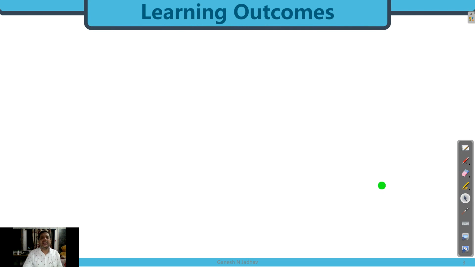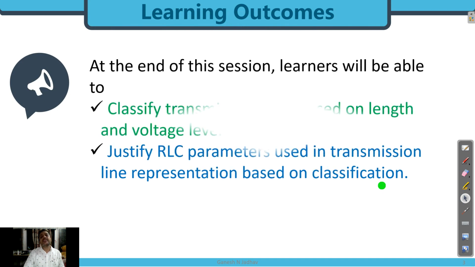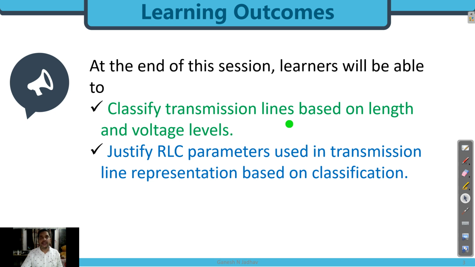So let's begin with the learning outcomes of today's session. At the end of this session, the learner will be able to classify the transmission line based on the voltage levels, then justify the RLC parameters used in the transmission line representation based on their classification.